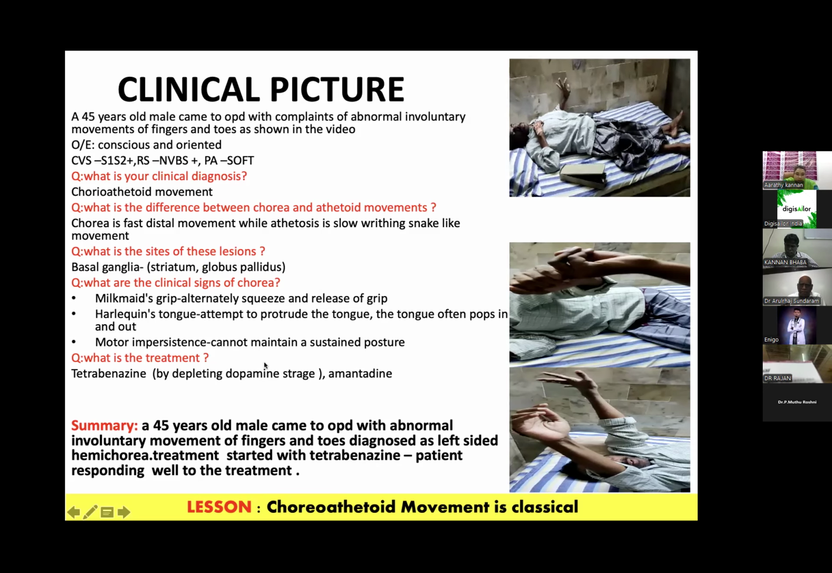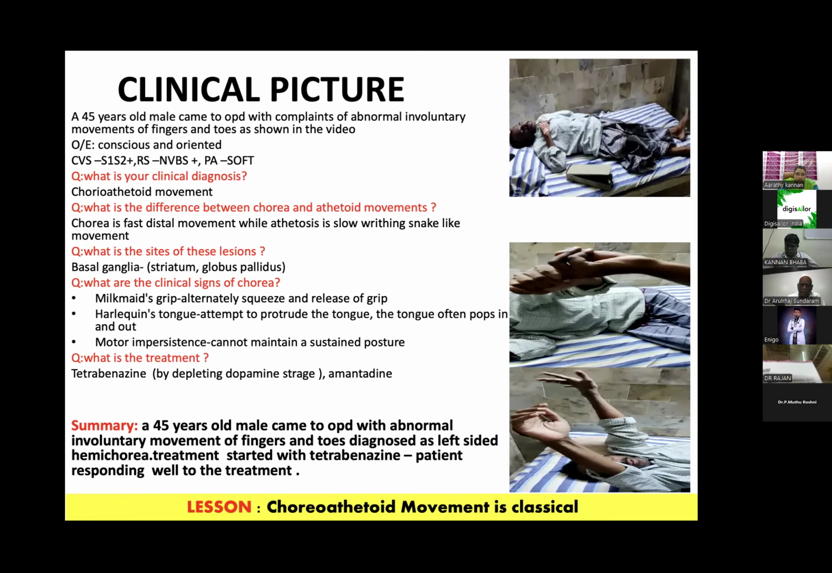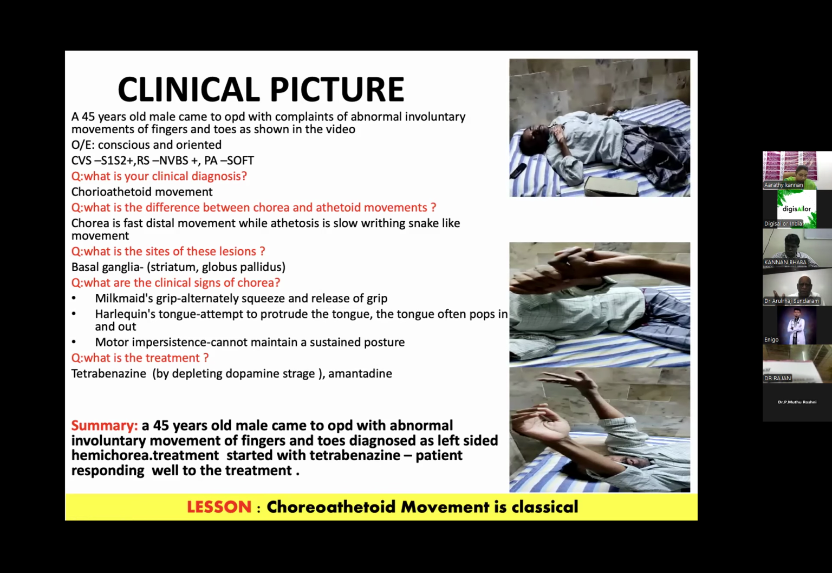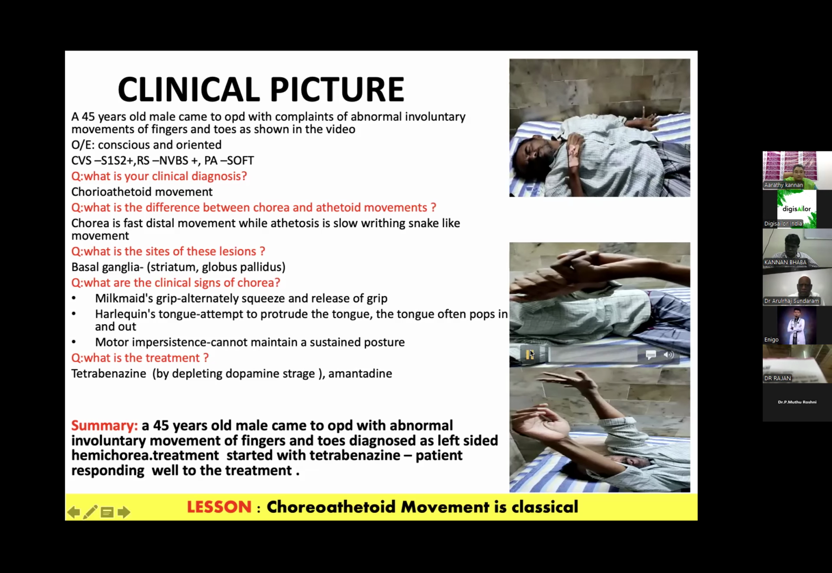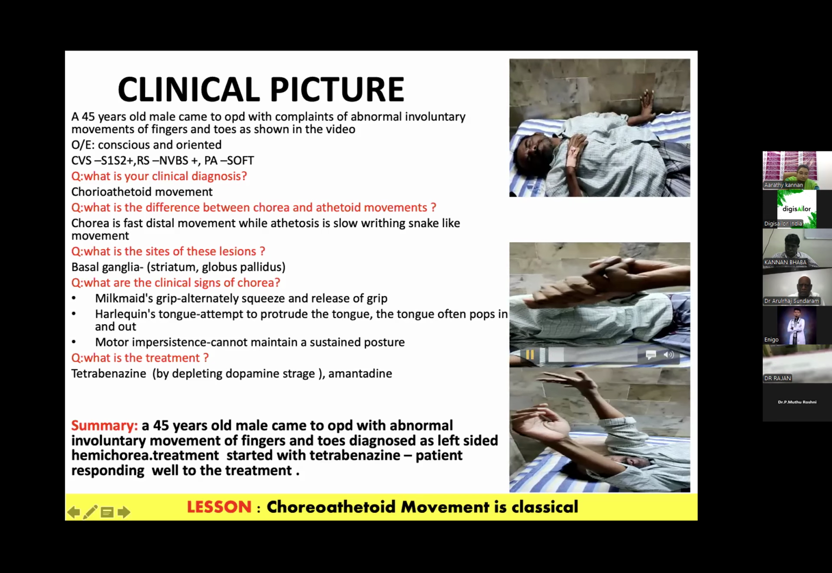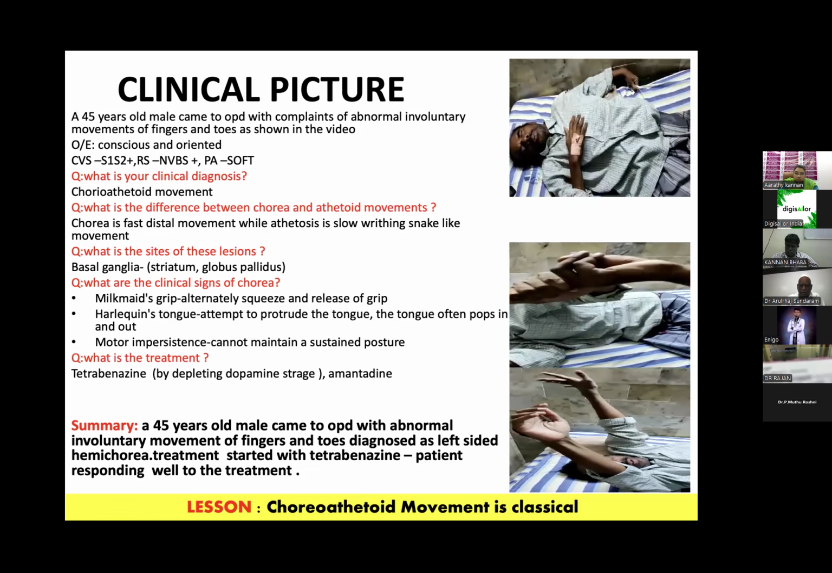What is important is that you should recognize it. Don't think that it is trauma. Trauma is a different kind, quickly coming and going. Here, the writhing movement is always classical for chorea, chorea athetosis. We should remember that, and when you remember that, you will be able to make a clinical diagnosis. The treatment is also possible. These people must be followed up in the long run.